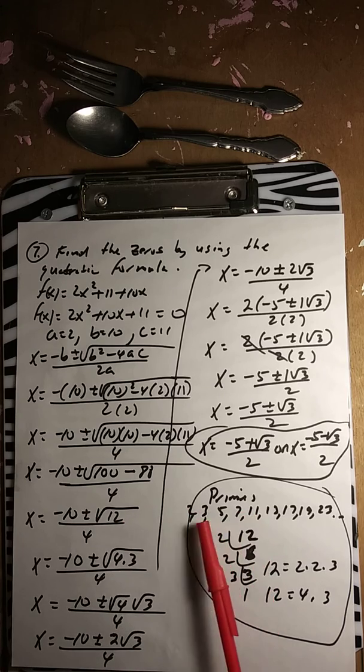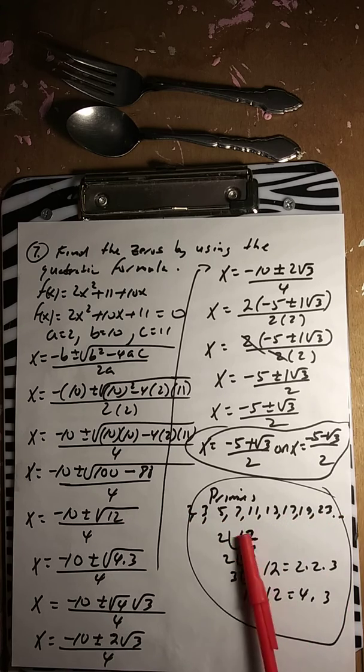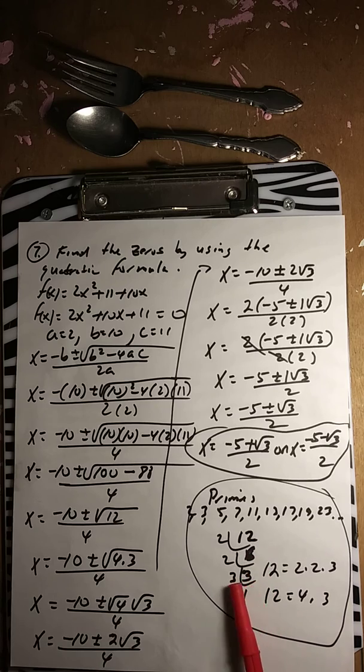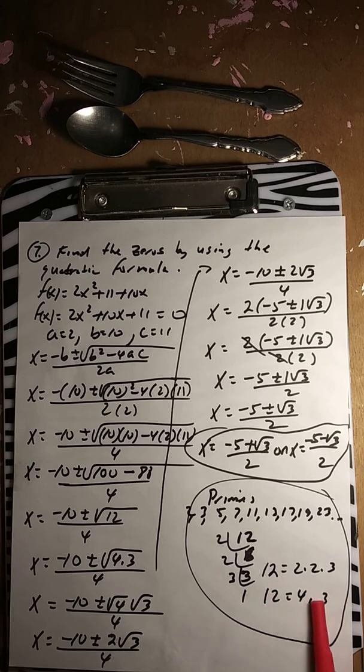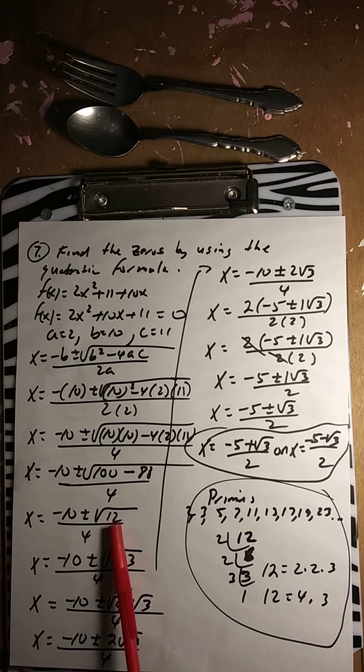And prime numbers over here, 2, 3, 5, 7, and so on. So 2 divides 12 is 6. 2 divides 6, 3. 3 divides 3, 1. So 12 is 2 times 2 times 3. Or 12 is 4 times 3. Replace this right here. See this? 12 is 4 times 3. And break it. Square root of 4, square root of 3. And square root of 4 I know is 2.